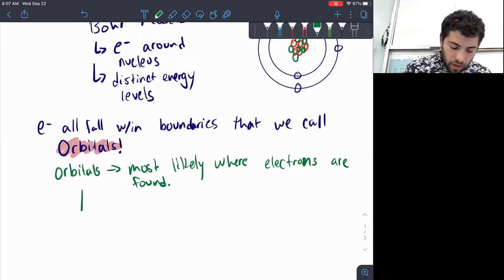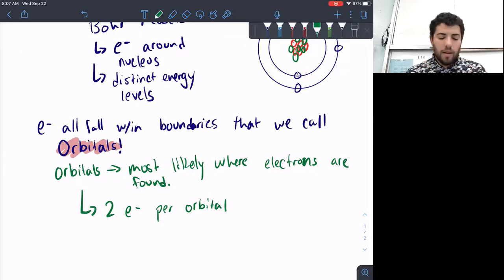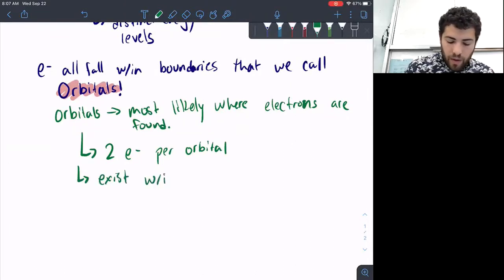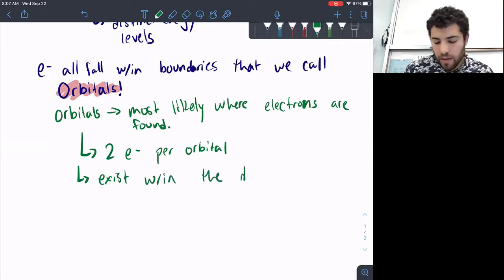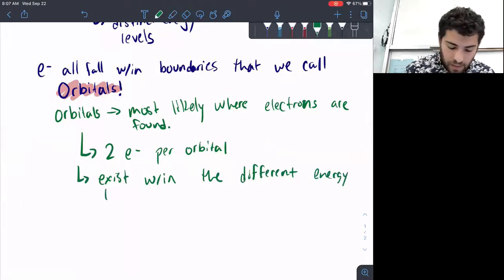In addition, each orbital can only hold 2 electrons. And orbitals exist within the different energy levels.